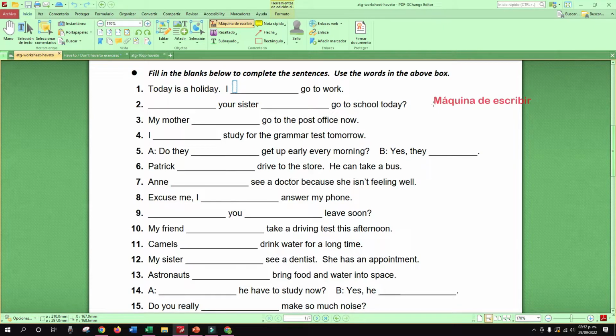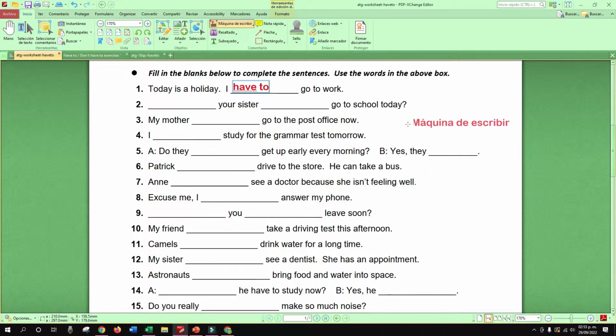Have to. Yes, today is a holiday, so I have to go to work. That's an obligation, right? So you have the subject I, so that's why you need to use have to, right? The main verb go and the complement. Yes, excellent.